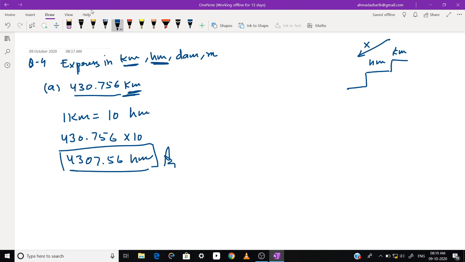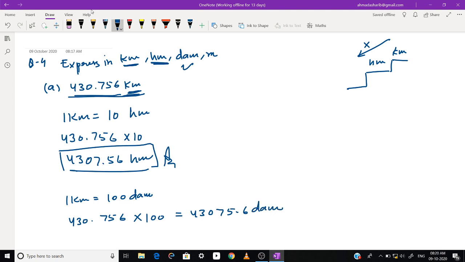Now we have to convert the same number into decameter also. So 1 kilometer is equal to how many decameter? 100 decameter. So this time you have to multiply this number by 100. So let us do this, and the answer is 43075.6 decameter.